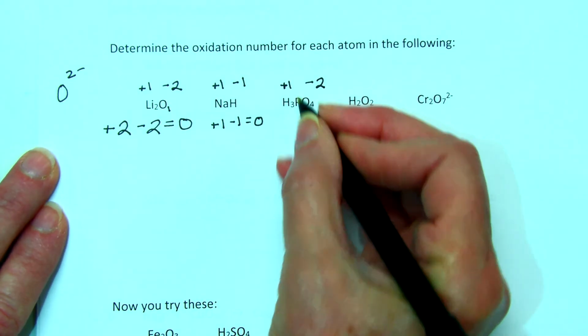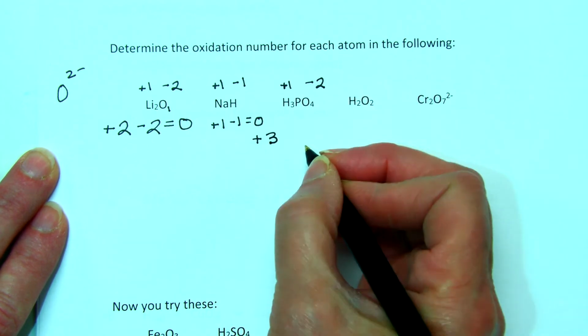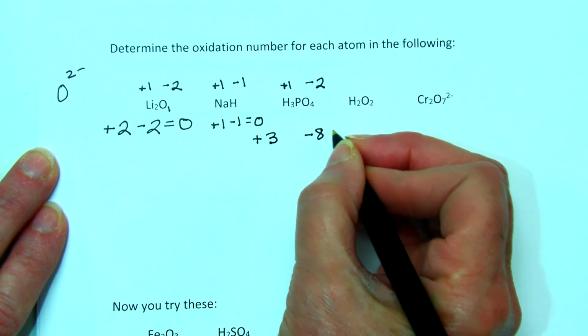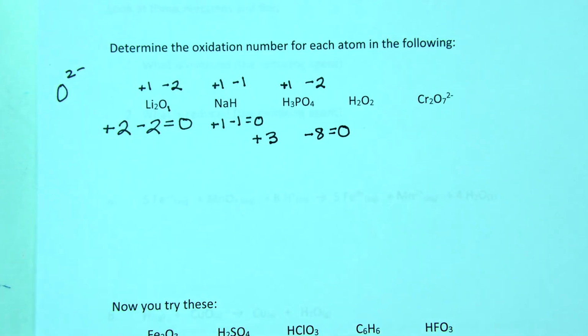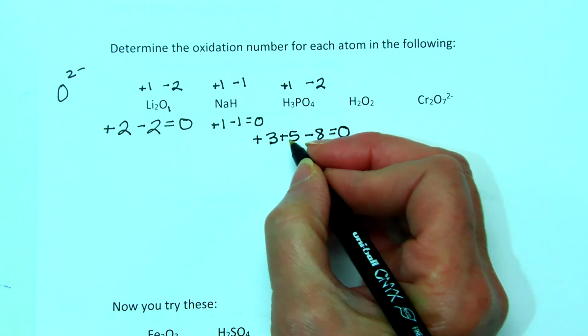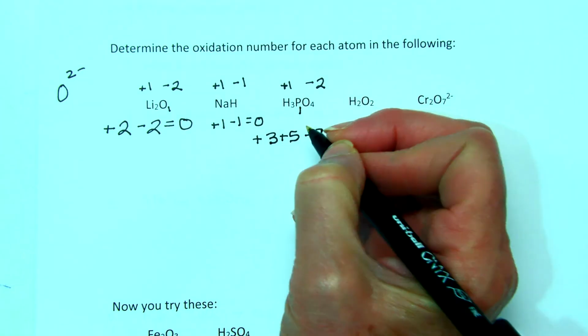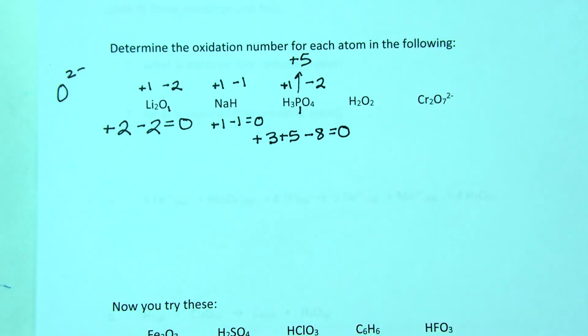So 3 times a +1 is a +3. 4 times a -2 is a -8. And this has to add up to 0. So now we say, okay, what do I need to get 0? And I need 5, right? So I need a +5. So 5 divided by 1 phosphorus, the oxidation number on phosphorus is +5.